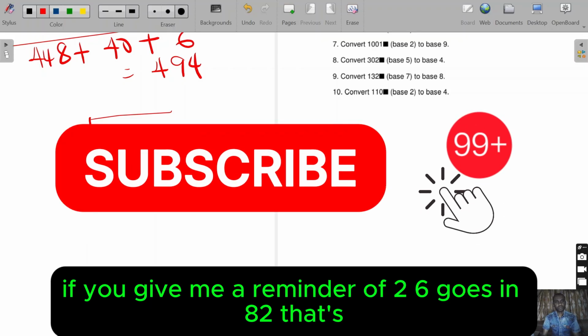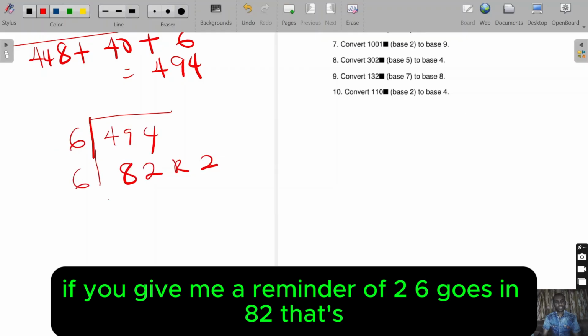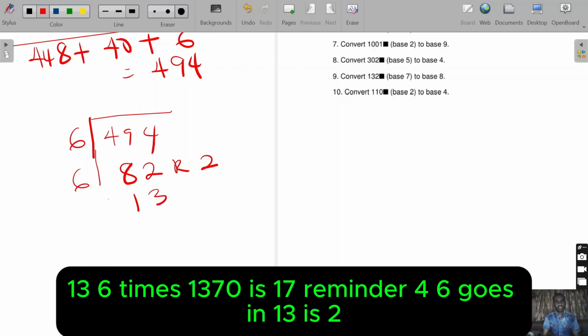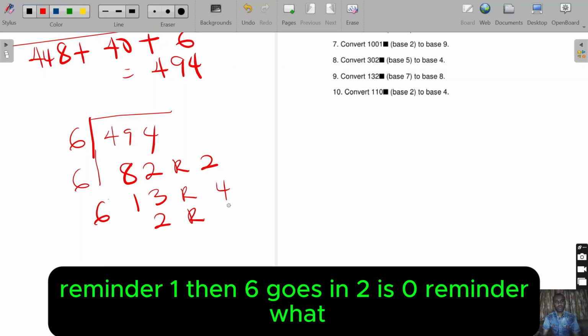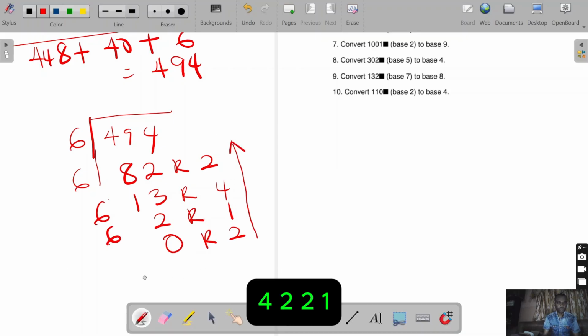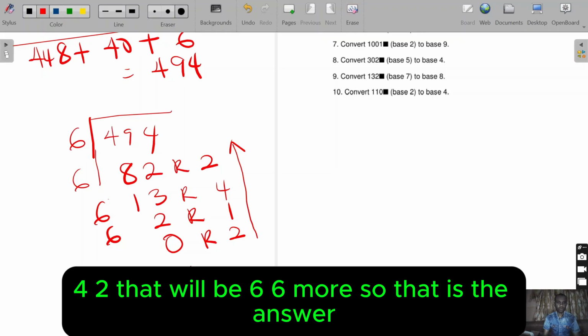Bring down the 2. 6 goes in 82, that's 13. 6 times 13 is 78, remainder 4. 6 goes in 13 is 2, remainder 1. Then 6 goes in 2 is 0, remainder 2. You read from down up. So that will be 2, 1, 4, 2, base 6. So that's the answer.